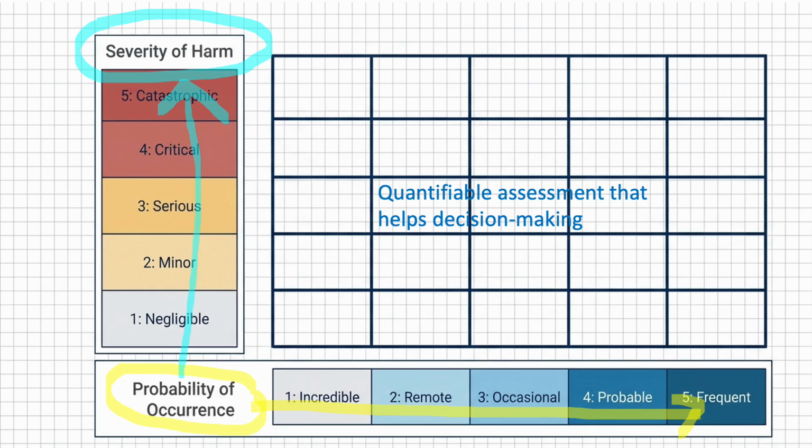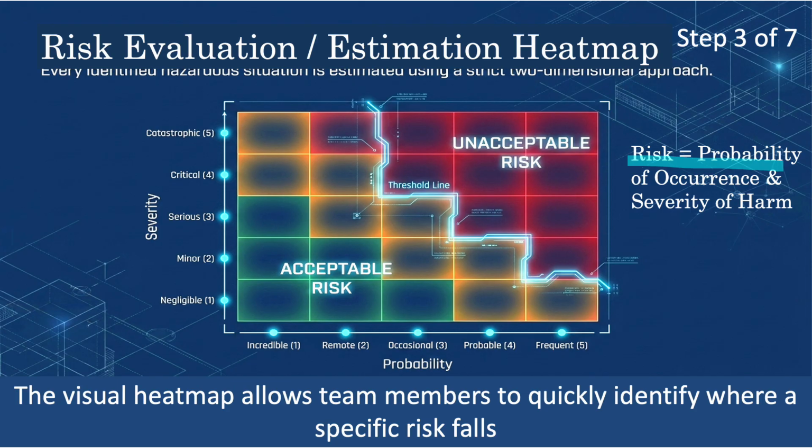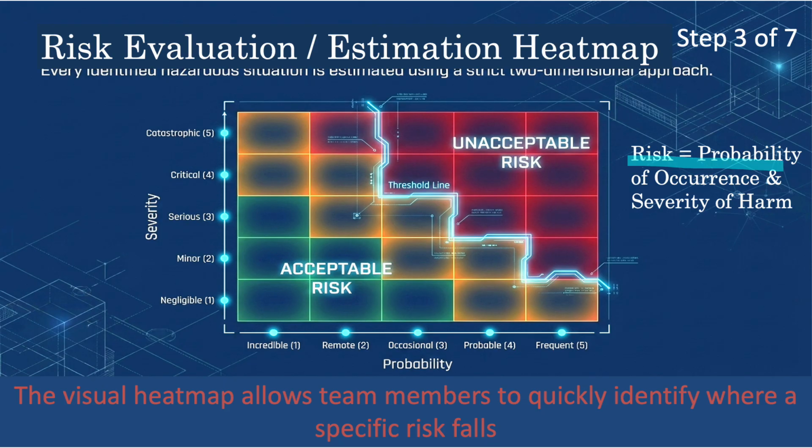Let's take a look. This is an example of a completely filled out heat map. The visual heat map allows team members to quickly identify where a specific risk falls. The upper area, the red section, is shown where the probability of the risk of occurrence and the severity of harm is high or unacceptable.